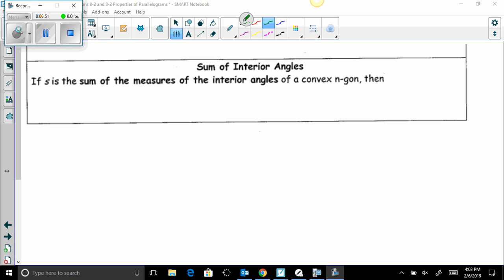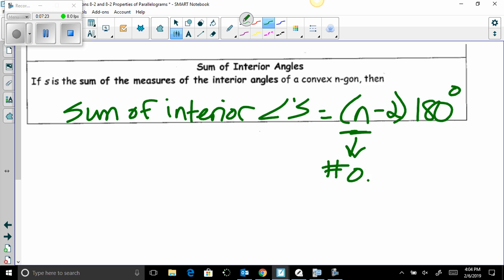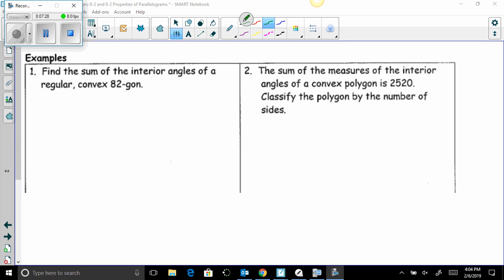So this right here is basically what we just found out using the pictures that we saw in that last table there. So if S is the sum of the measures of the interior angles of a convex nonagon, you don't know how many sides it has, then what is the formula going to be? So the formula for sum of interior angles is just what we had before. N minus 2 times 180 degrees. And N is going to be my number of sides of that figure. All right, let's go ahead and practice some problems on this.